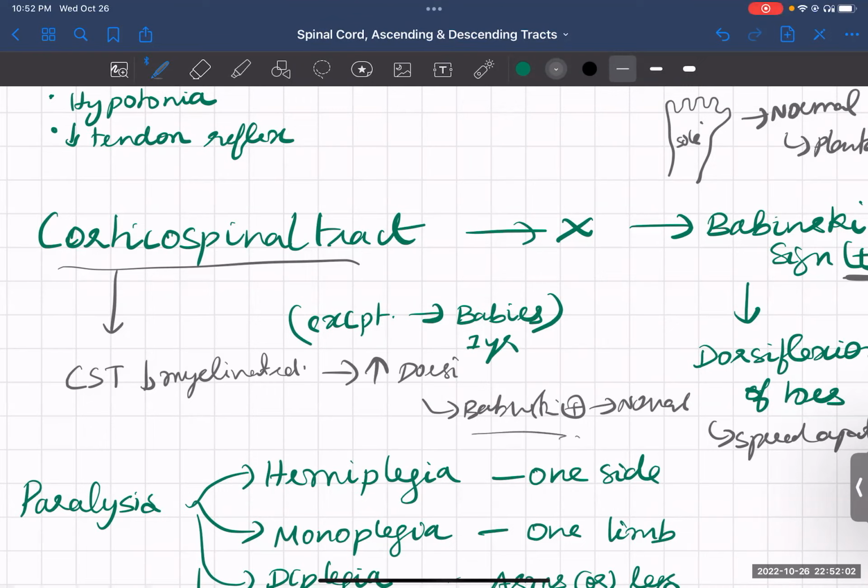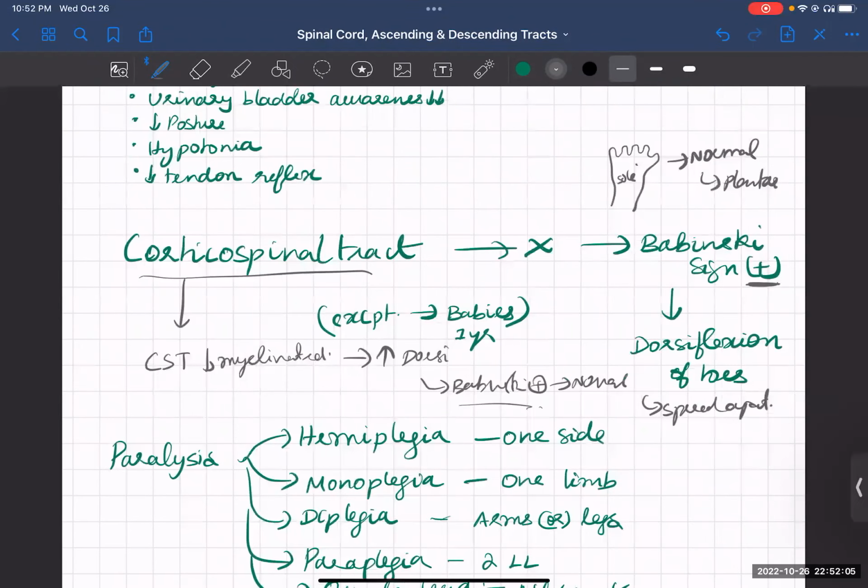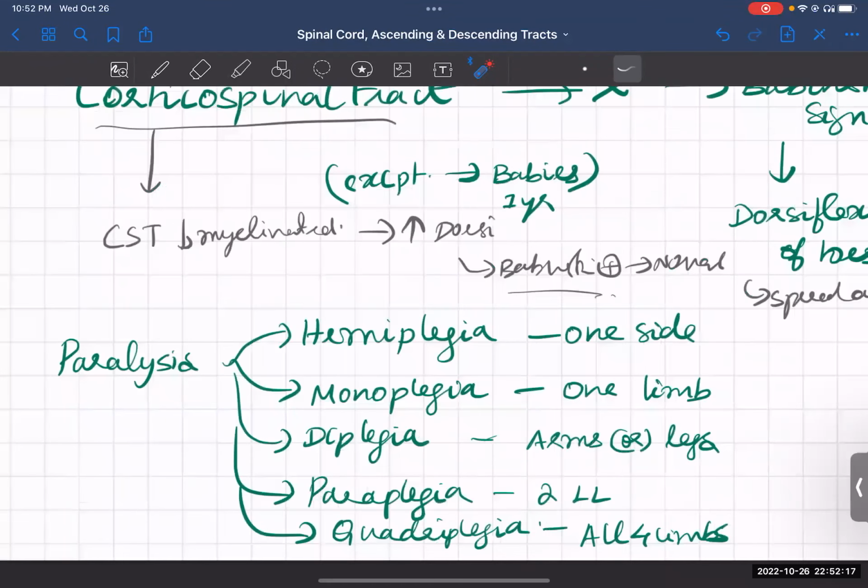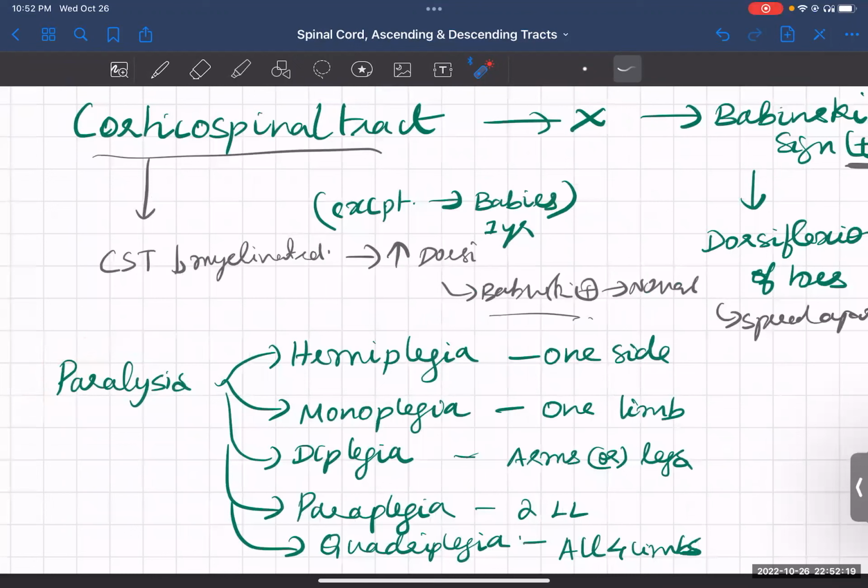But if a patient presents with corticospinal tract destruction, the major feature you can notice is your positive Babinski sign, which is your dorsiflexion of toes. Normal one is your plantar flexion. Now, what about paralysis? Let's learn some common words which are confusing.